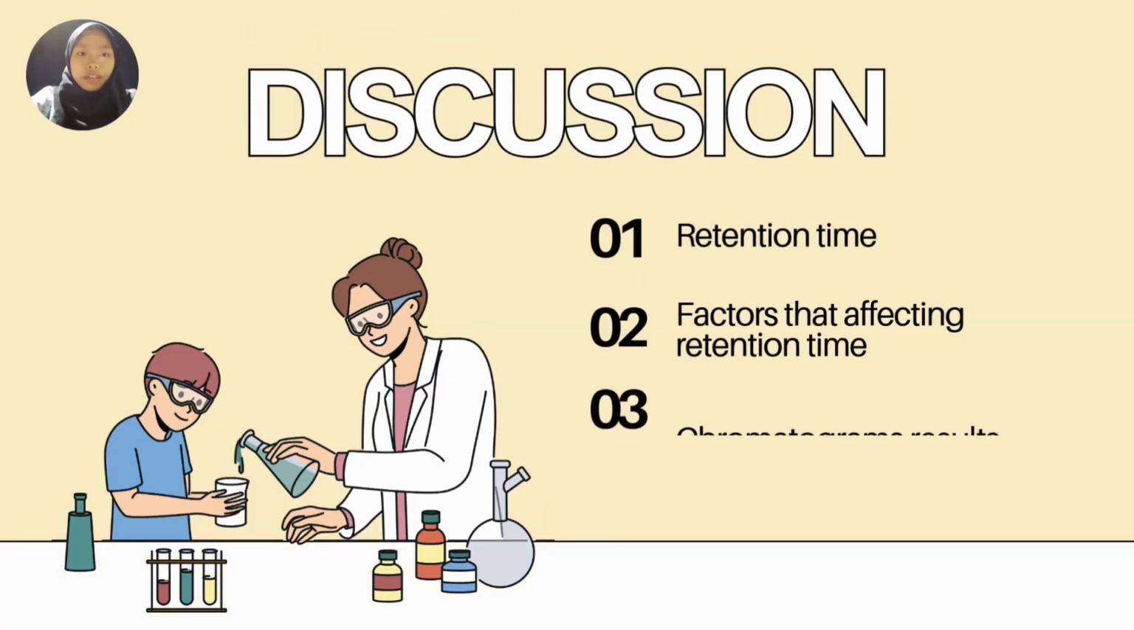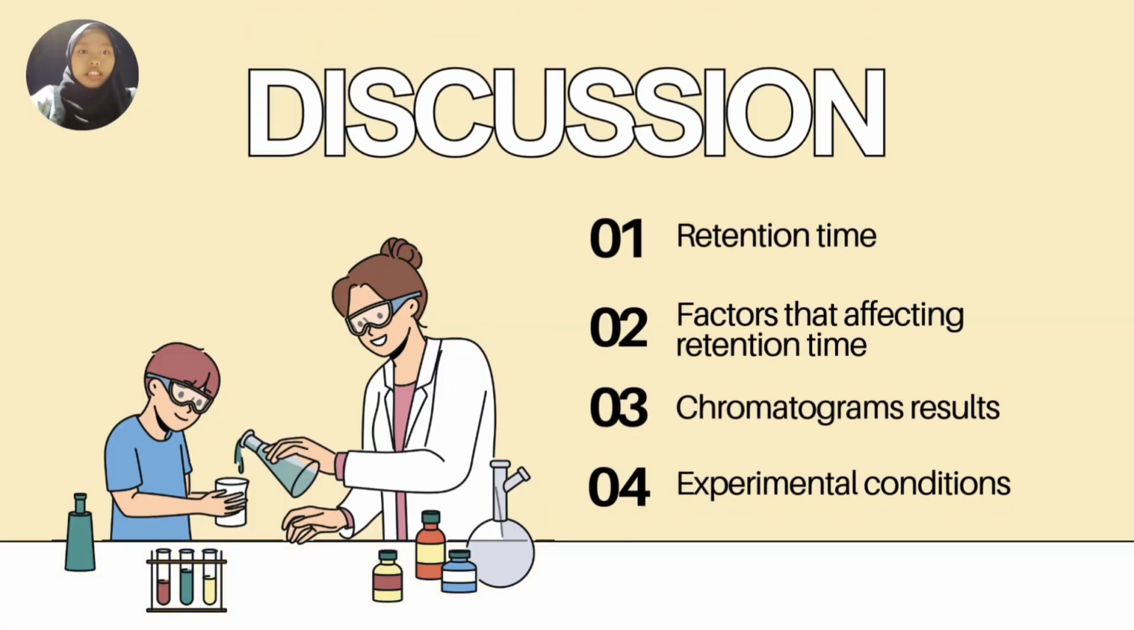So our next part is the discussion. In this discussion, we know that retention time measures the time taken for a solute to pass through a chromatography column, calculated from the time between sample injection and detection. Next are the factors that affect the retention time: carrier gas flow rate, oven and column temperature conditions, column length, and column formation or degradation.